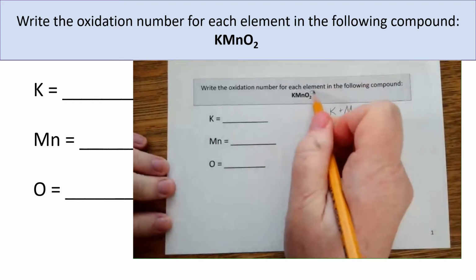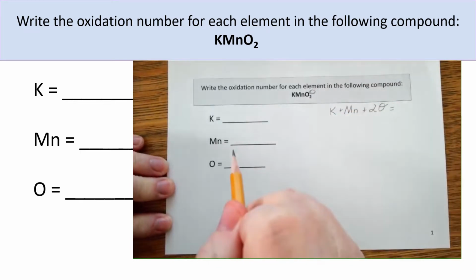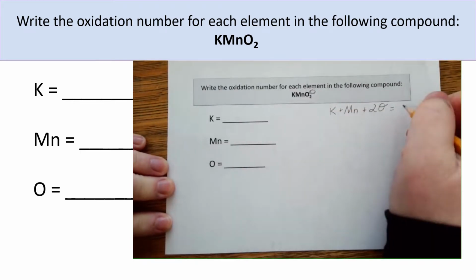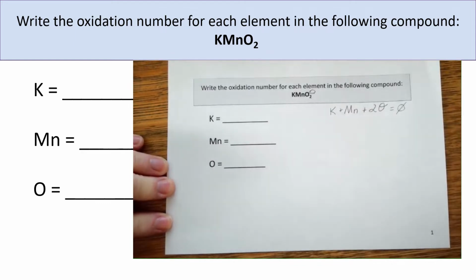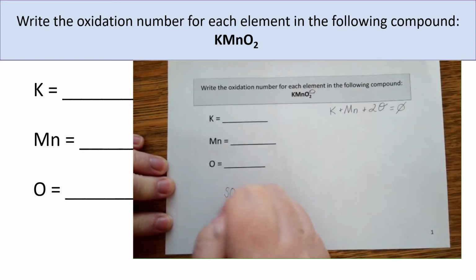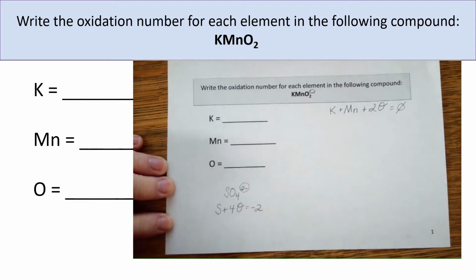So look up here. Do you see a charge? No, you do not. So this equals 0. When would it not equal 0? Look at this example, SO4 2 minus. See this? So it would not equal 0. What would it equal? S plus 4 O's would equal -2.